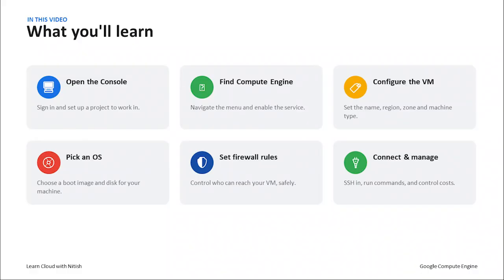Here's our plan for today. 6 things, and each one is a skill you will reuse on every project from here on. We will open the Cloud Console and set up a project. We will find Compute Engine in the menu. We will configure the virtual machine, its name, its location, and how powerful it is. We will pick an operating system. We will set firewall rules so the right traffic can reach it. And finally, we will connect to it over SSH and learn how to manage it, what it costs. Don't worry about memorizing this. I will walk you through every click.